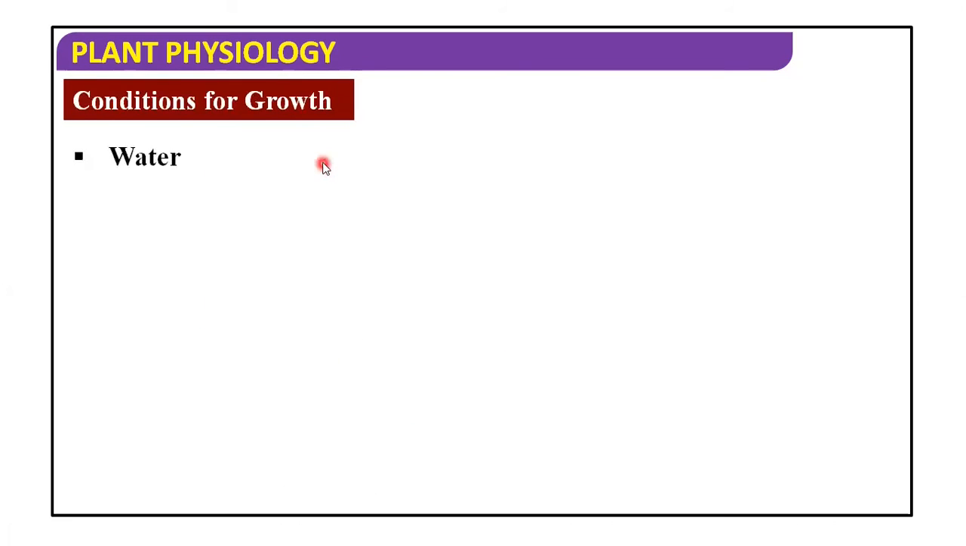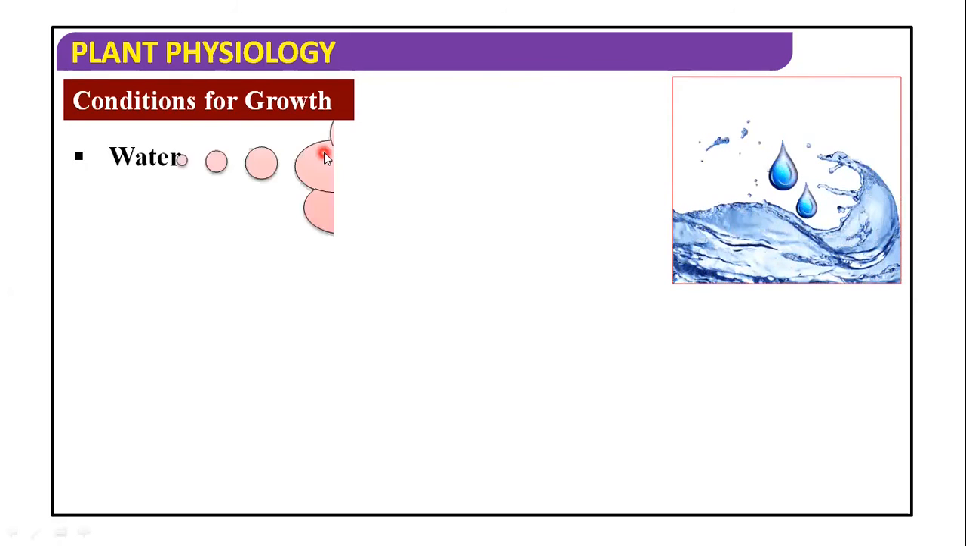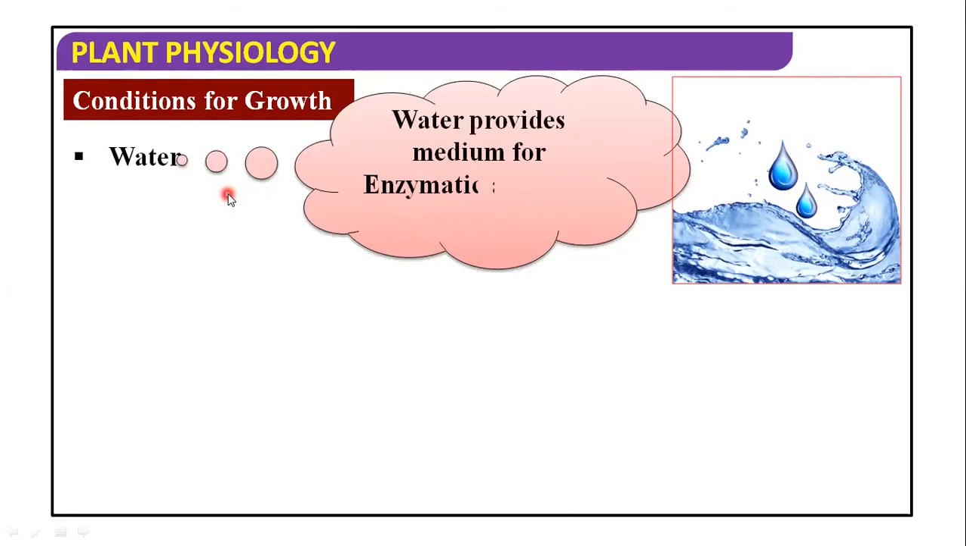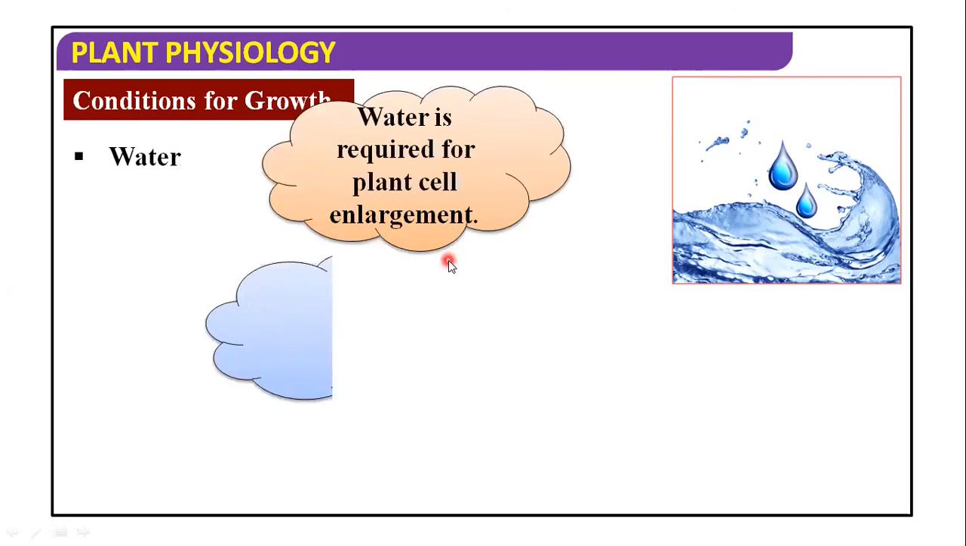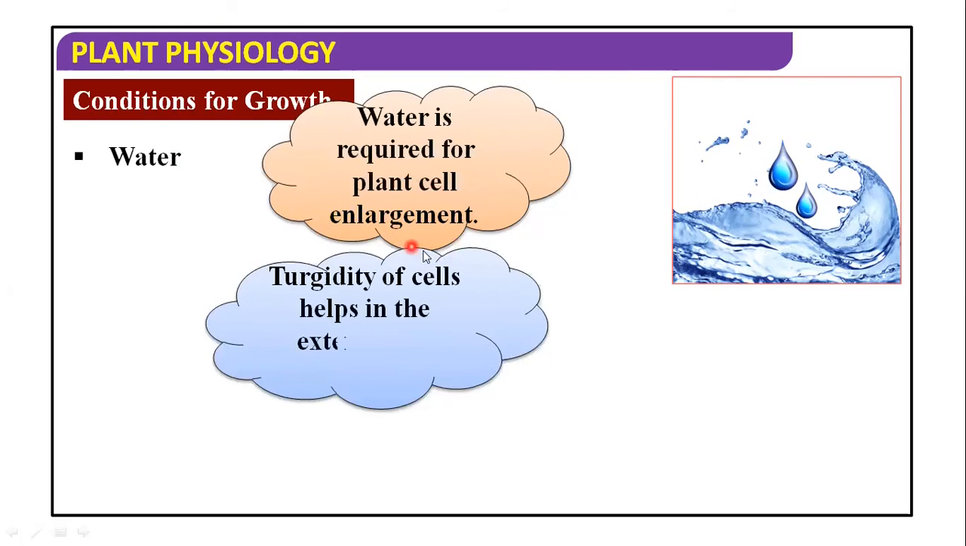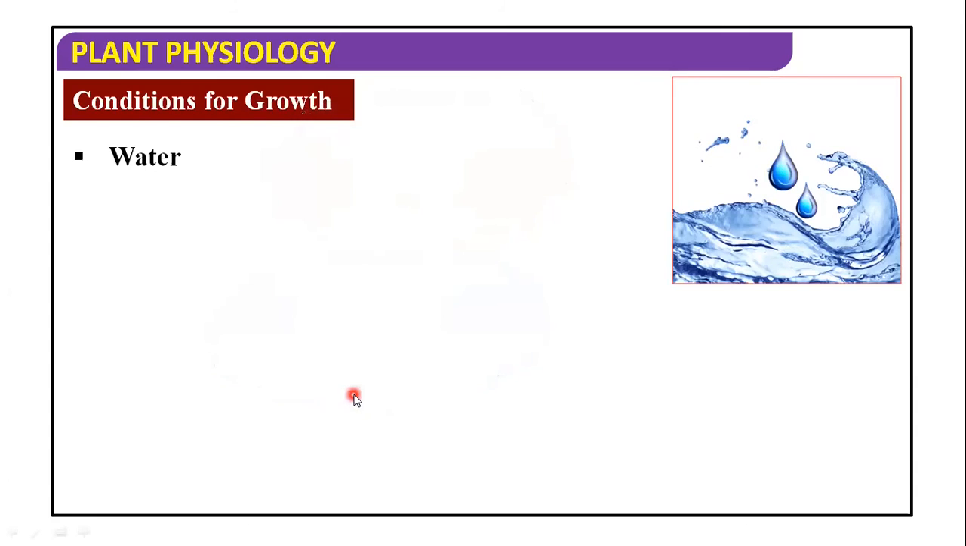Now, conditions for growth. Which are the conditions for growth? The first is water. Water is essential for the growth of the plant, tissue, cells, organs in the plant. Water provides a medium for enzymatic activities needed for growth. Water is required for plant cell enlargement, then turgidity of the cell. After absorbing water, it will become turgid, so it helps in extension growth of the plant.